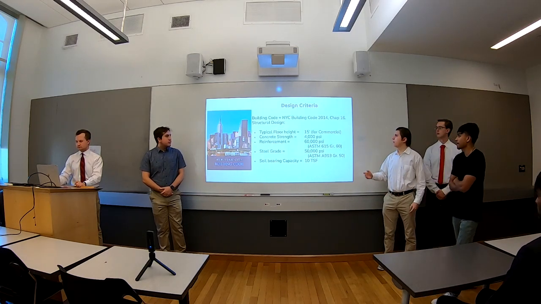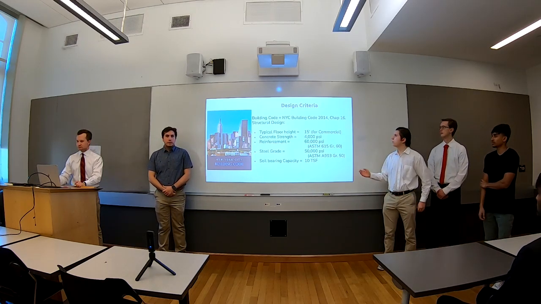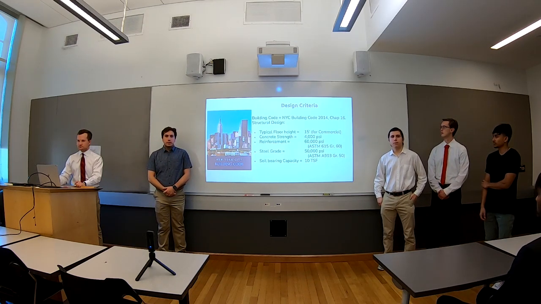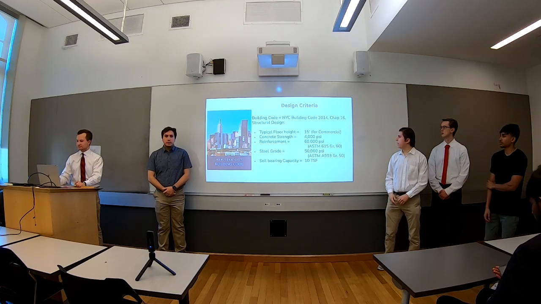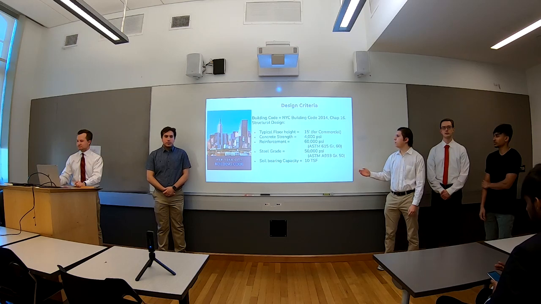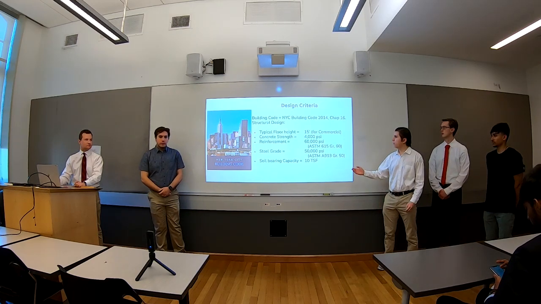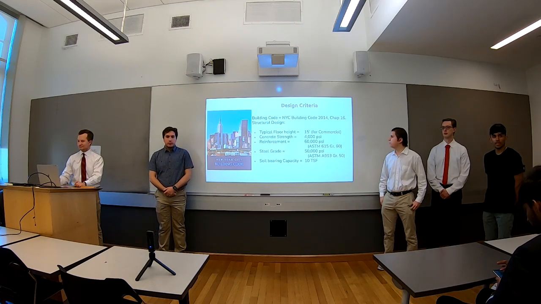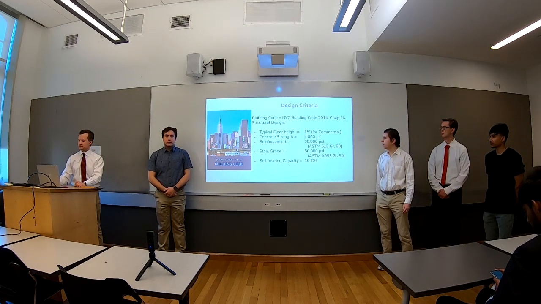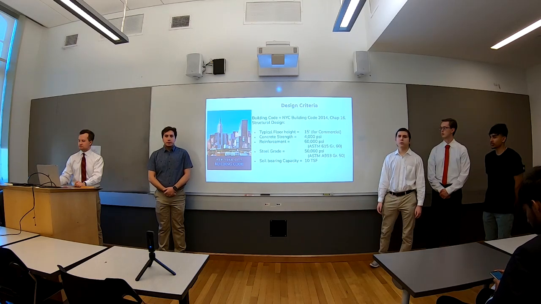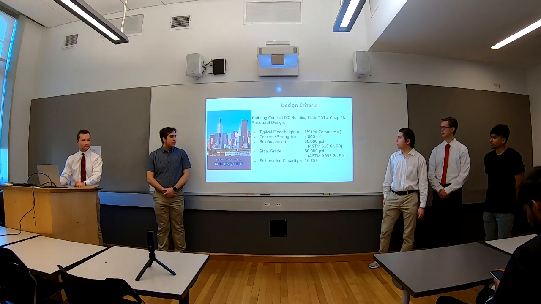So I'm talking about the design criteria. All our criteria is derived from the New York City Building Code Manual, the 2014 edition, Chapter 16. Our typical floor height was 15 feet, and this is what we used for our entire project. We also designed with a concrete strength of 4,000 psi, and the rebar we must use had to be 60,000 psi, which is the ASTM standard 615 grade 60 bar.